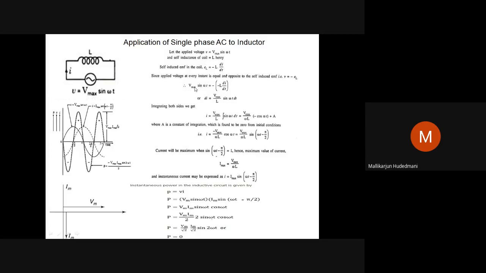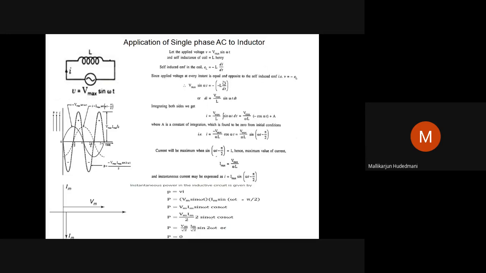What is it going to become? Vm divided by L. You can see here Vmax divided by L, into dt, sinusoidal. I can say di equals Vm by L sin omega t dt. So di means an infinitesimally small element of current di. Then what is the total current I?